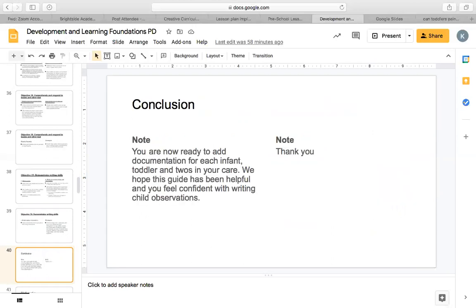You are now ready to add documentation for each infant, toddler, and two-year-old in your care. We hope this guide has been helpful and you feel confident with writing child observations.